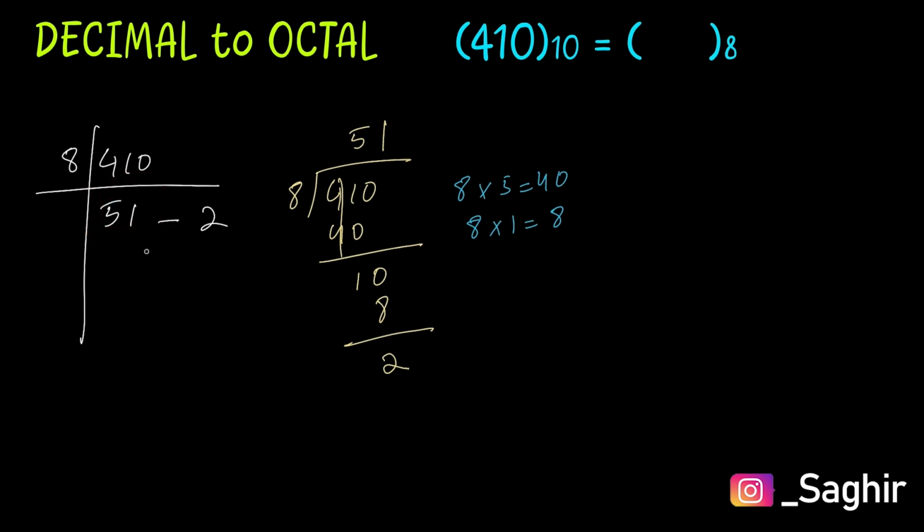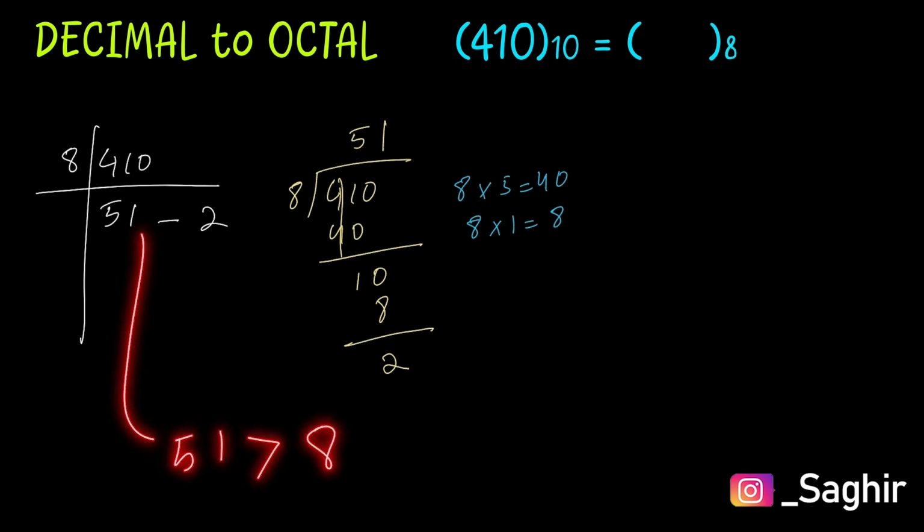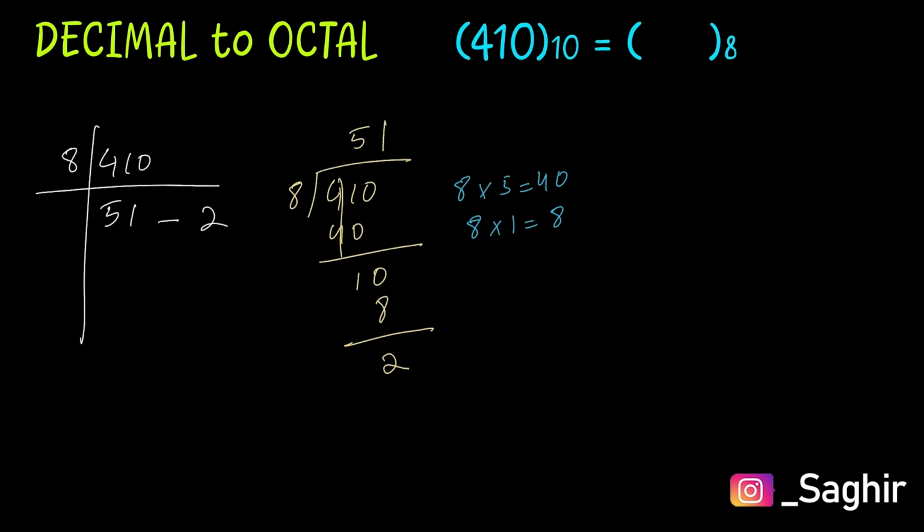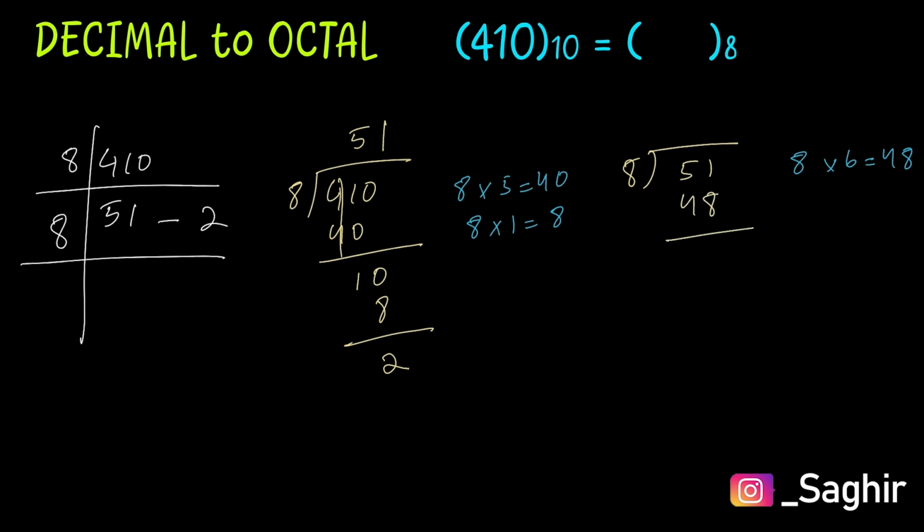We can see 51 is greater than 8, so we will have to carry out another set of calculation, dividing 51 by 8. Why are we dividing each number by 8? Because 8 is the base of octal, which is our target number system. Dividing 51 by 8, the first step is to multiply 8 by a number which is less than 51. 8 multiplied by 6 gives us 48. The remainder will be 3 and the dividend will be 6.